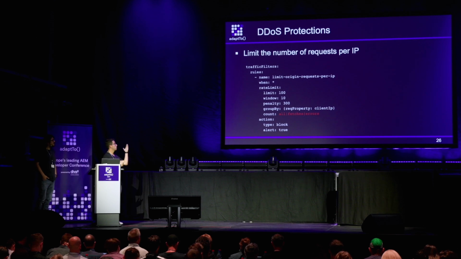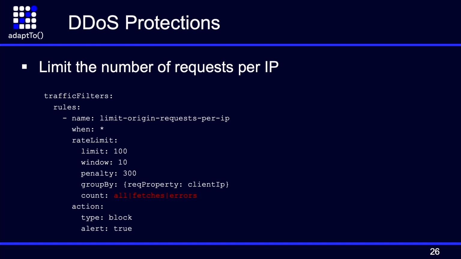And how can you protect yourself from DDoS attacks? Well, by leveraging the rate limiter in the traffic filter rules, and it's super easy to use. Here we have an example of how you would limit the number of requests per IP. As you can see, we define a traffic filter rule in blocking mode, and we define a rate limit property that is defined by a limit and a window. It's basically the average number of requests at which point the rate limiter will kick in. The penalty is simply the number of seconds the IP will get blocked.